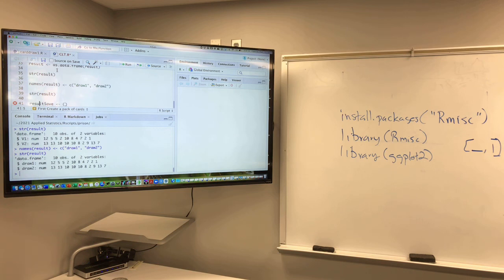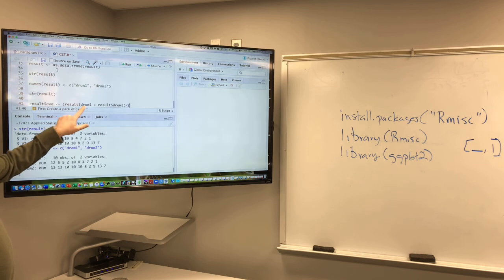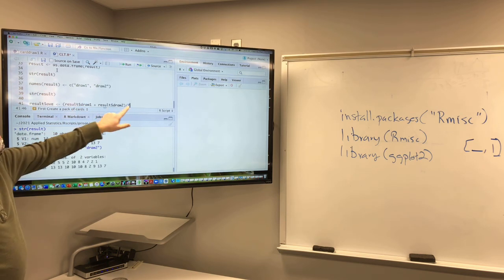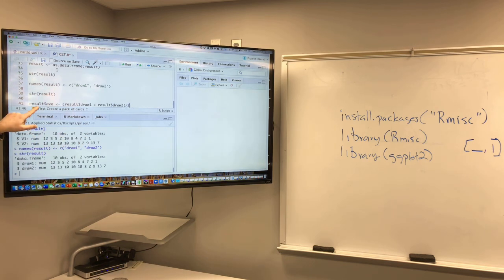This just makes it easier to do the thing that we're about to do, which is some math. What we want to do is we want to take result draw 1 plus result draw 2, and we want to divide that by 2, and that will give us the average. So what we're essentially saying is go to the result data frame, get draw 1, add it to draw 2 from the result data frame, divide those by 2, store the answer to that in a new column called av, for average. Run that.